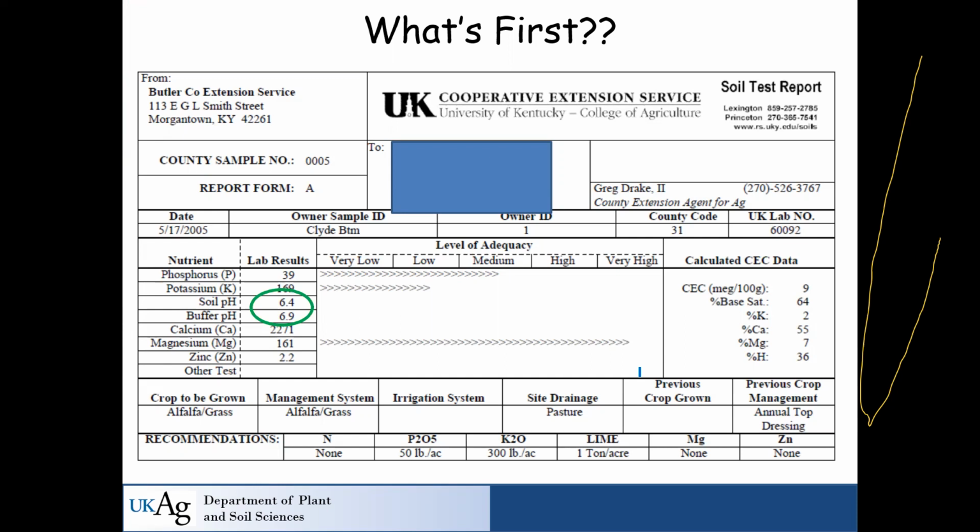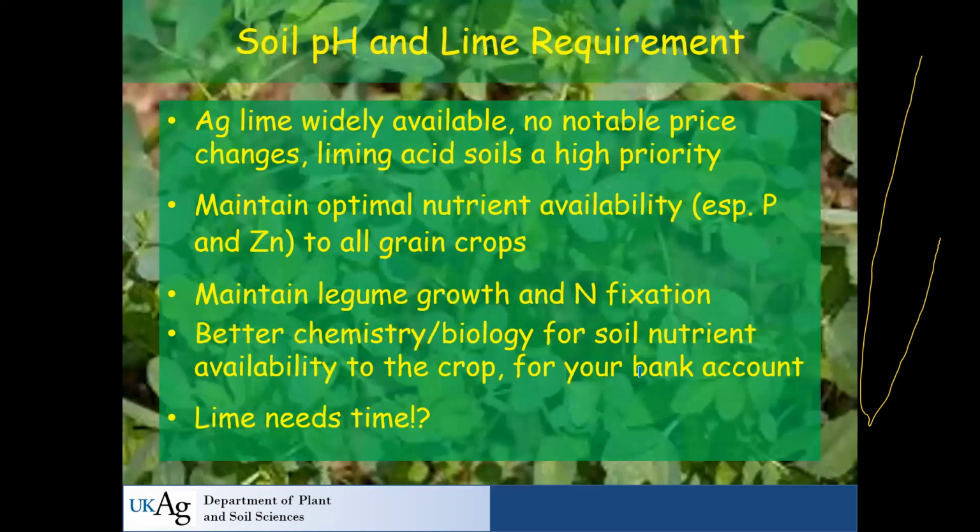I'm going to argue it should be pH, because the soil pH is extremely important to overall nutrient availability. And at least as far as I've been able to determine, ag lime is widely available. We haven't had supply chain issues because we have a lot of limestone quarries in the state. I haven't heard of very notable price changes except on the delivery and spreading part of the equation. In other words, the price of lime hasn't gone up much, but the price of delivering and spreading it has gone up because of diesel fuel cost.